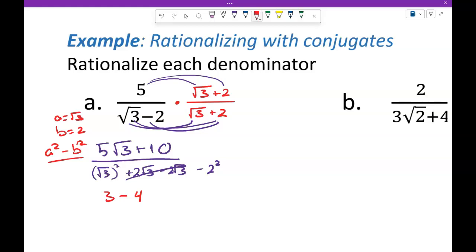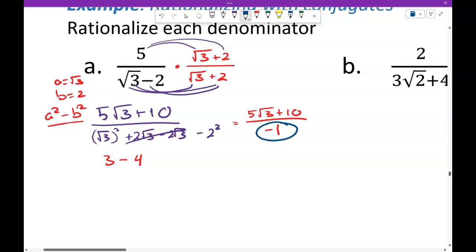Now, if you get lost, I encourage you, do the complete distributive property. You'll still get the same solution. It'll just take you a little bit longer. So we have 5 root 3 plus 10, over 3 minus 4, which is negative 1. The other thing I want to talk about here is how we deal with simplifying that negative 1.